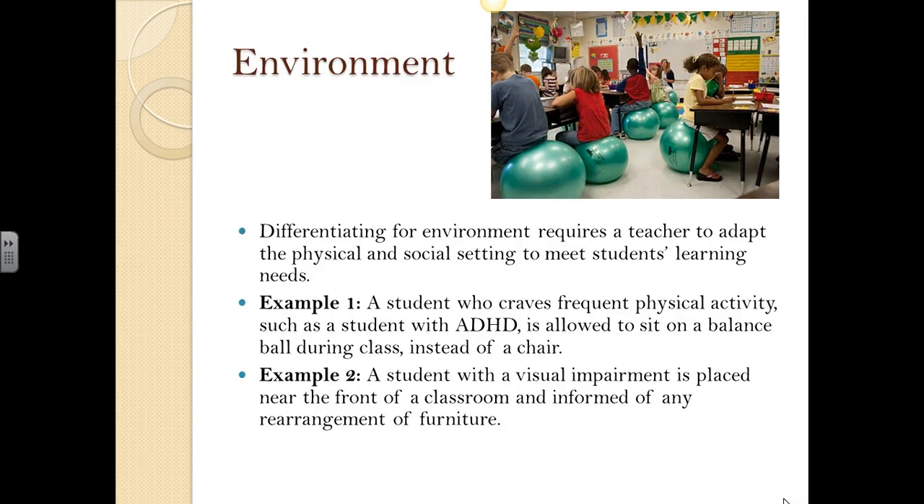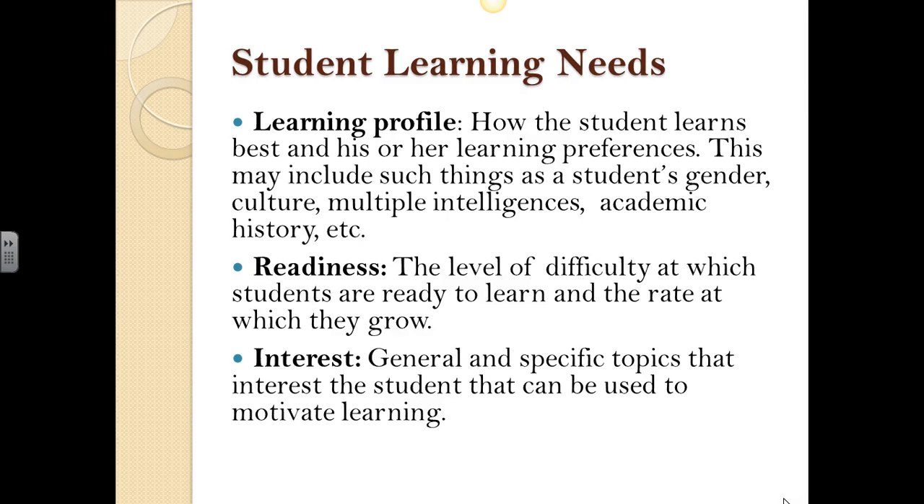Also, you can change the environment to best fit students' needs. An example of this is a student who craves frequent physical activity, such as a student with ADHD, may be allowed to sit on a balance ball during class instead of a chair, like the students in this picture. Also, a student with a visual impairment may be placed near the front of a classroom and informed of any rearrangement of furniture so that they can feel safe and most effective in that environment. These changes should all be based on the student learning needs.